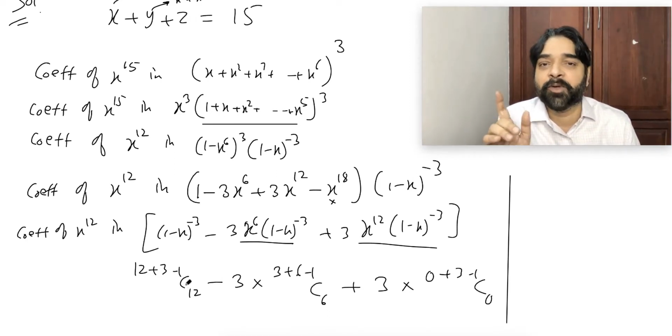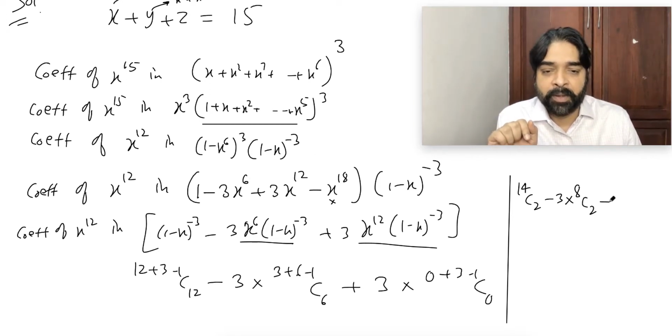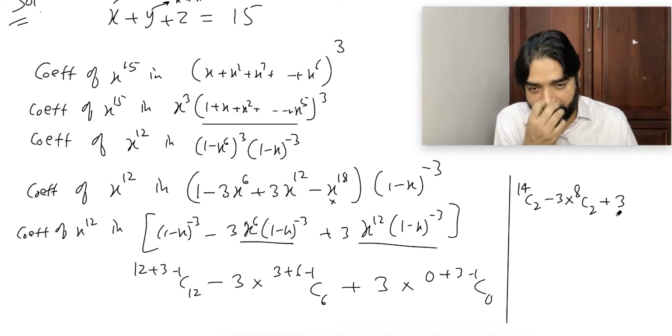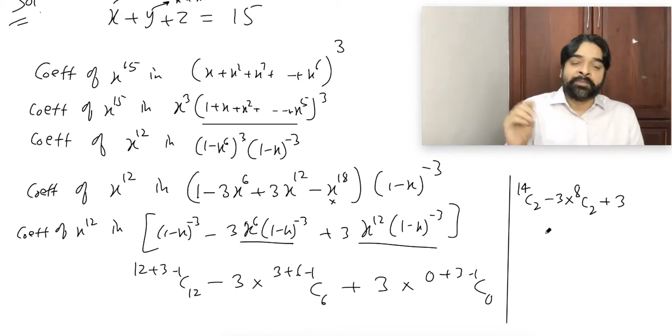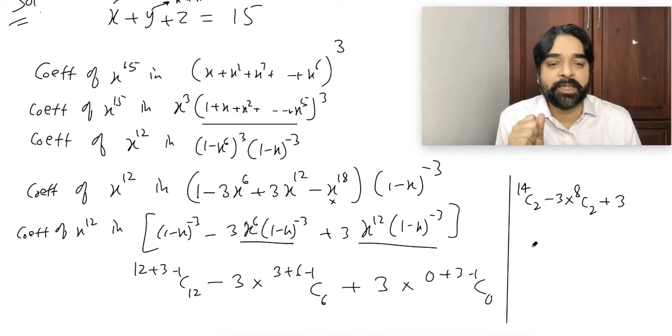14 C12 means 14 C2. 14 C2 minus 3 into 9 minus 1 C 8 C2 plus 3 into 2 C1, that is the 1. 14 C2 will be what? 14 into 13 by 2 means 7 into 13. 7 into 13 means 91.